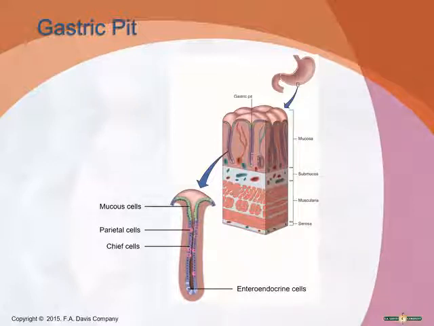Chief cells secrete the digestive enzymes like pepsinogen, and then enteroendocrine cells secrete the hormone ghrelin, G-H-R-E-L-I-N, that stimulates the hypothalamus to increase your appetite, and gastrin, which influences digestive function.